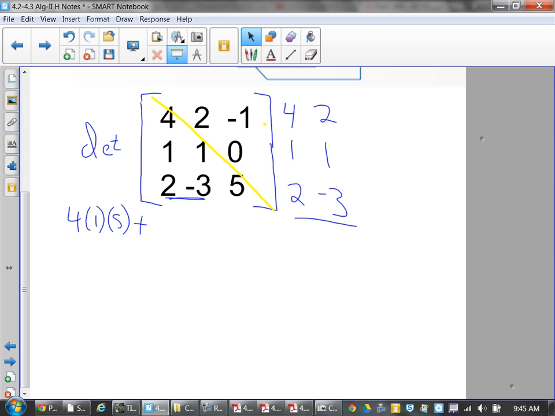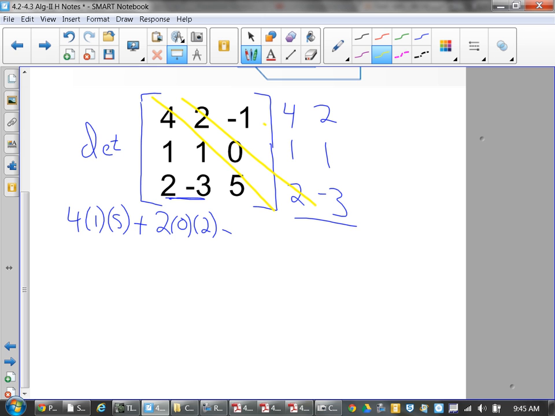So by downward diagonals, then we have 2, 0, and 2. And then the last one is -1, 1, and -3. So I'm going to find those 3 values, add them together, and just write that number down. That'll be my values for my downward diagonals. 20, 0, and 3. 23. 23, very good. So my downward diagonals are going to be 23.